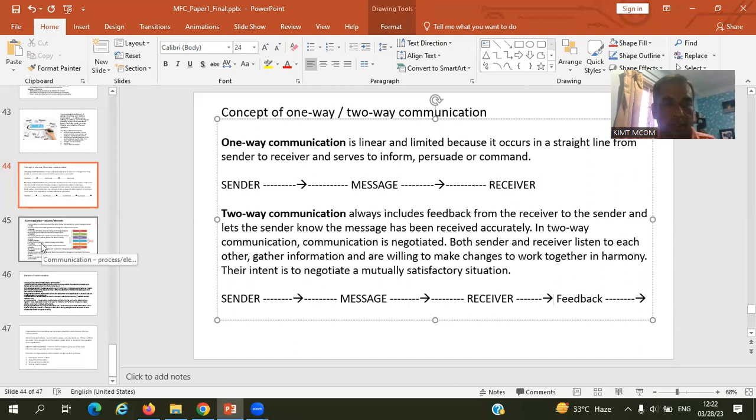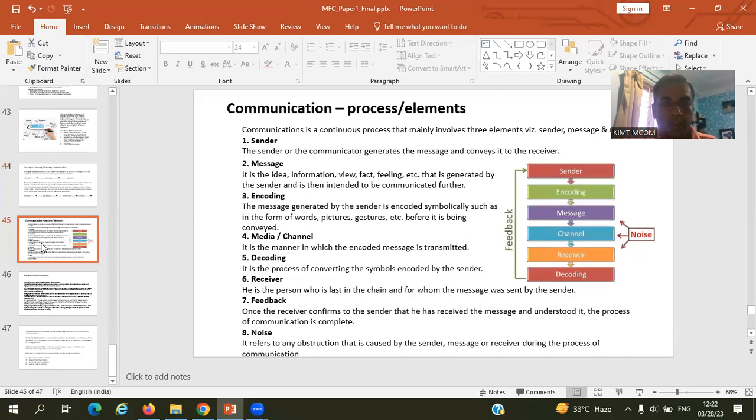Next thing, we'll understand the process behind the communication. What are the steps involved? How does the communication happen? So this is otherwise known as different elements of communication, different parties involved in communication, and different functions in communication. The process behind communication.